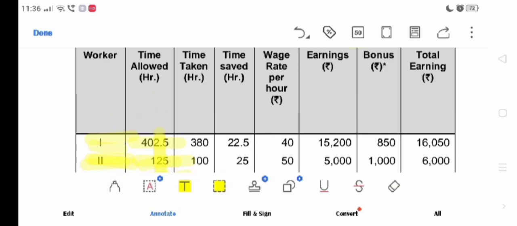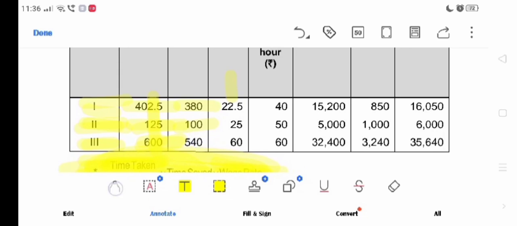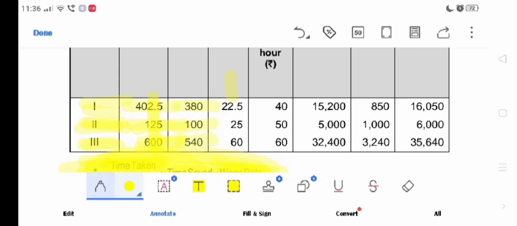Now, what is the time taken by them? 380, 100 and 540, right? So what is the time saved? 402.5 minus 380, you get 22.5, and 125 minus 100, it is 25, and 600 minus 540, it is 60. This is the time saved. And what is the wage rate? 40, 50 and 60, they have given in the question itself.